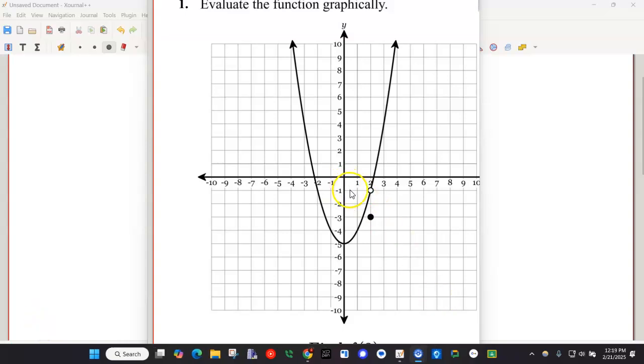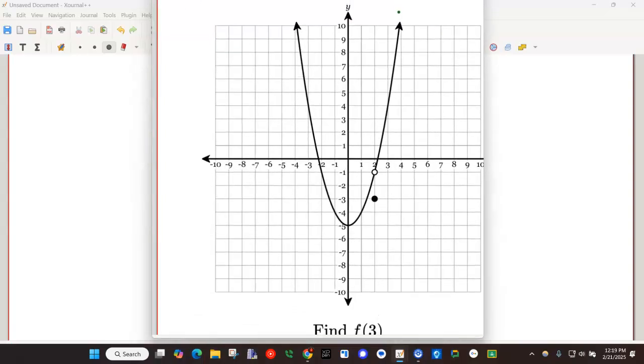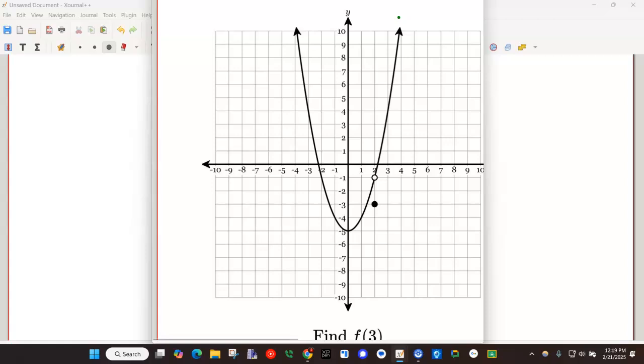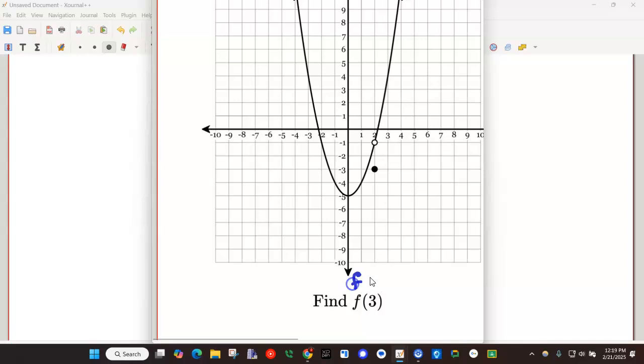For piecewise functions, just remember that we are evaluating, aka plugging something in, for some value of x. So this is f of x. So we're looking at the x-axis here, right?